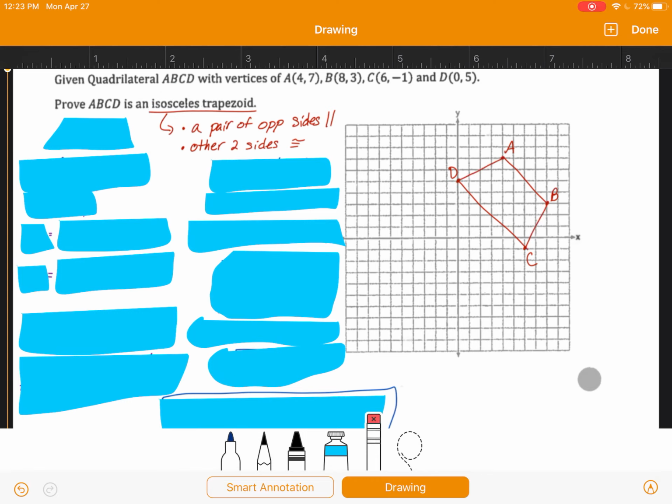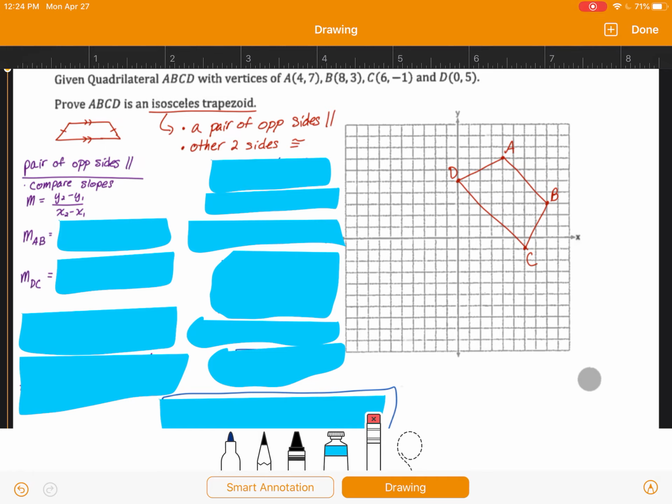So first, we're going to prove that it's a trapezoid, and then we're going to prove that it's an isosceles trapezoid. So our picture is going to look like that. We're going to have parallel sides, and then the other 2 sides be congruent. So to talk about the parallel sides first, we're going to have to compare the slopes, because slope tells us if they are parallel. And this is the slope formula. And the 2 sides we're going to do are AB and DC.